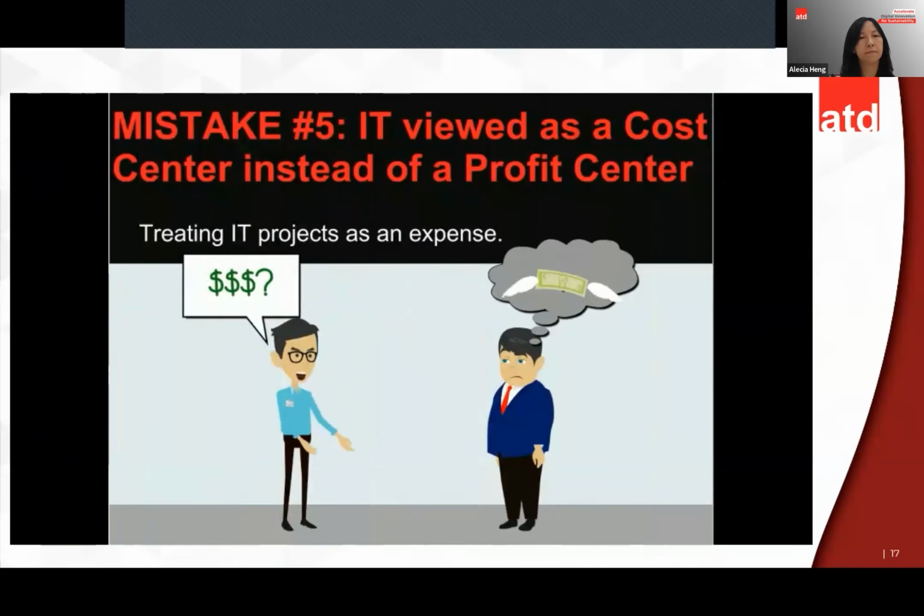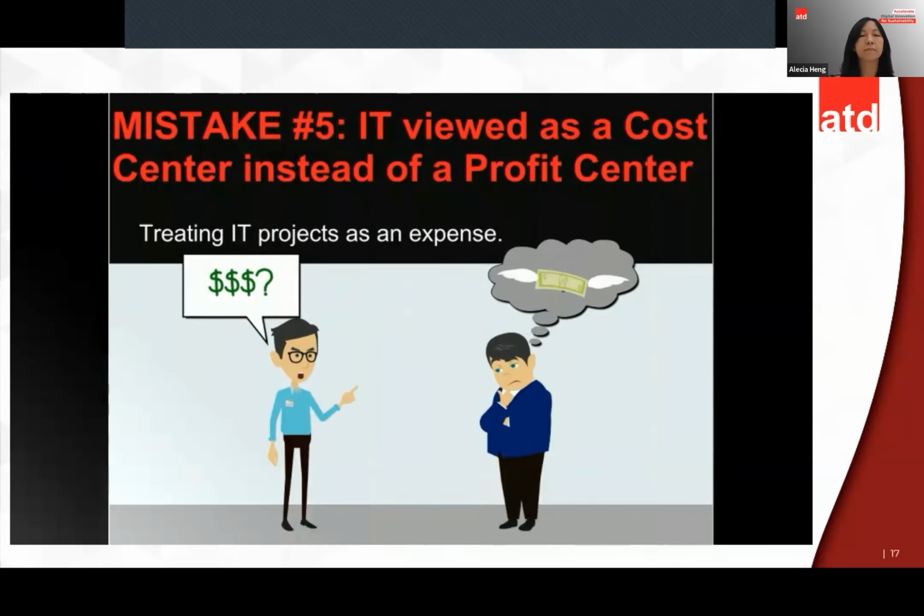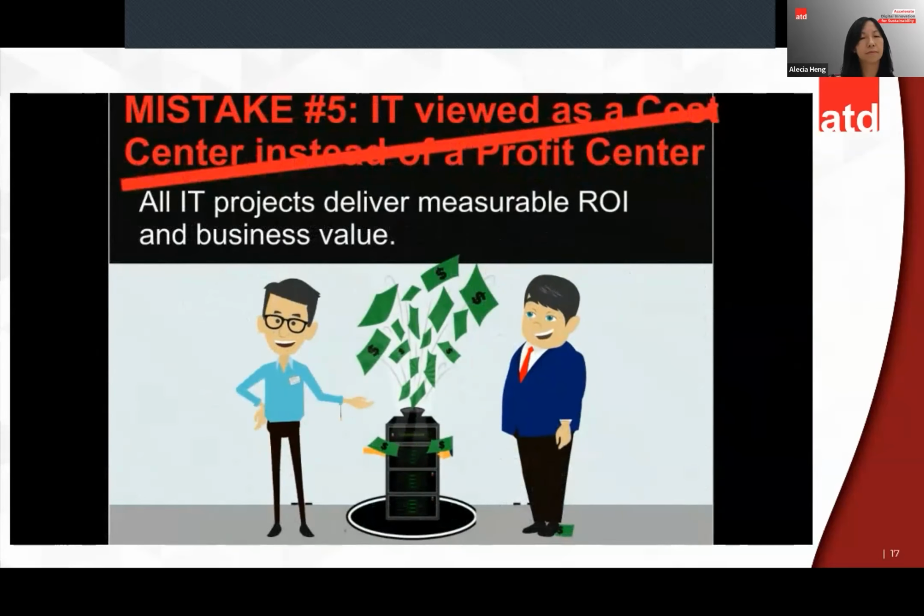Mistake 5, IT viewed as a cost center instead of a profit center. With enterprise architecture, which is designed to help companies make decisions to improve the productivity of the business through effective and efficient use of IT, it is possible to view IT as an investment that generates measurable value.